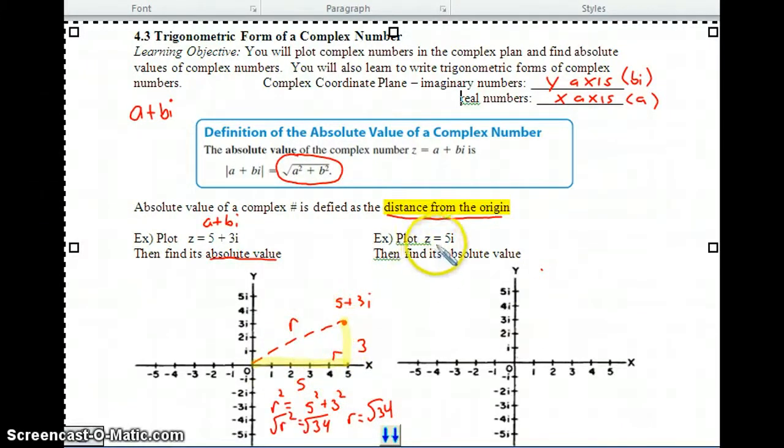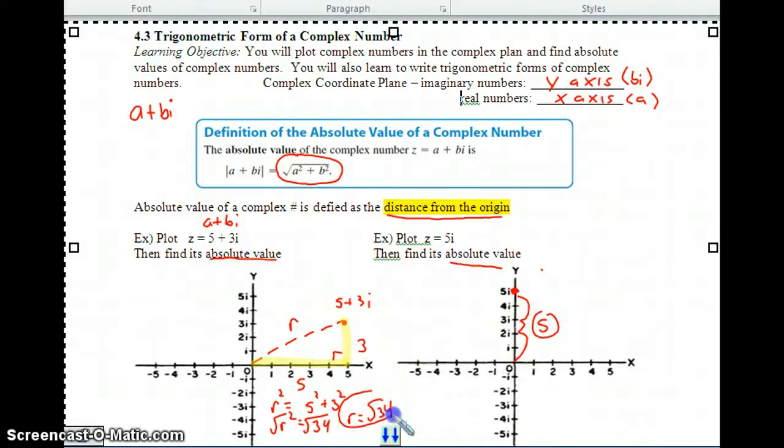Let's do it again. This time our number is just 5i. So that means I go over 0, since the real number is 0, and I go up to 5i. I can't draw a right triangle here. If I want to find the absolute value, it's the distance from the origin. Well, that distance is 5, so my answer should be 5.